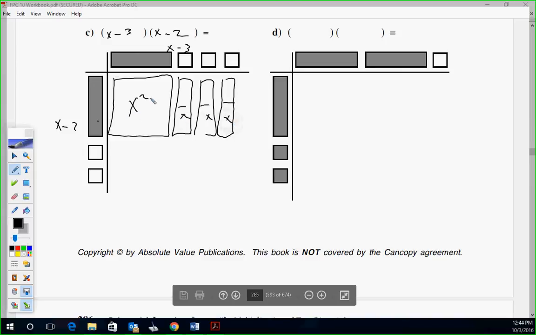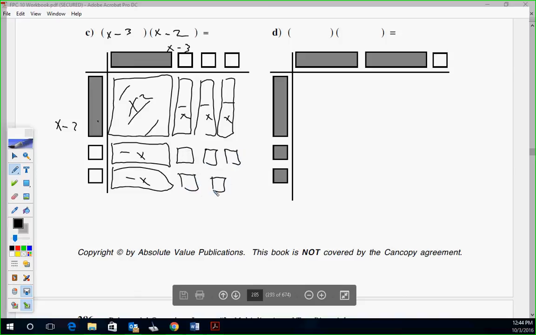This is a positive x squared. I have a couple more negative x's. Then I have negative times negative, so units are positive. These are all positive units here. So that yields for our answer x squared minus 5x plus 6.